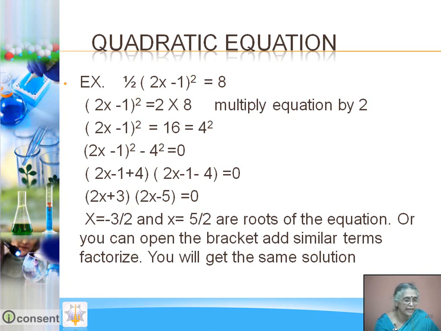When you transfer 4 square to LHS, LHS is of the type a square minus b square. So you can write factors. So twice x minus 1 plus 4 into another bracket twice x minus 1 minus 4 is equal to 0. Adding similar terms, you will get twice x plus 3 into another bracket twice x minus 5 is equal to 0. And therefore, x is equal to minus 3 by 2 and x is equal to 5 by 2 are roots of the given equation.